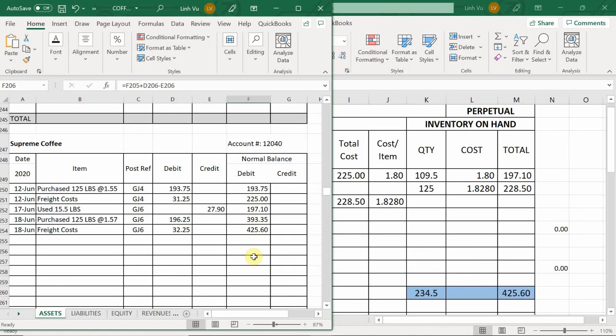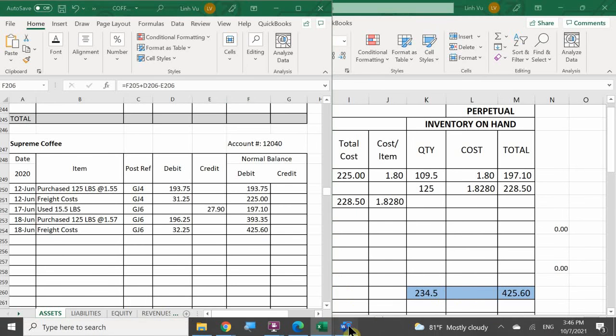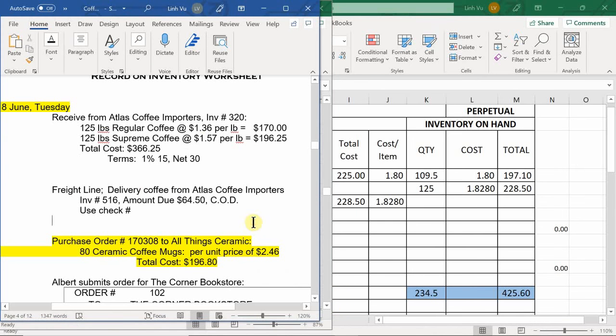So in this case, there's nowhere that I'm able to do a sum total unless I do it at the bottom of the worksheet. This tells me I should have $425.60 worth of Supreme Coffee, and I do. All right, so that's it. We updated our inventory. We journalized our freight and inventory. We updated our ledger. We updated the subsidiary ledger.